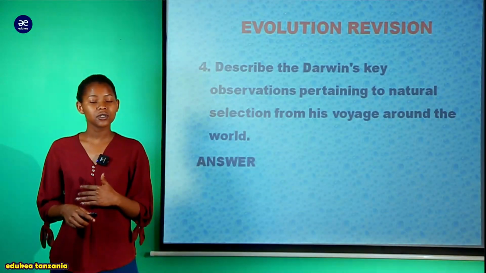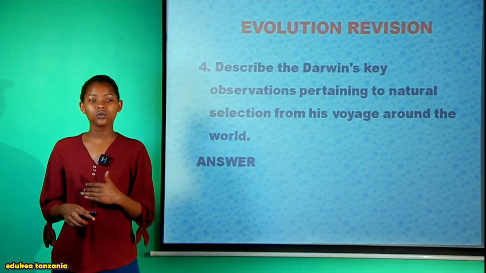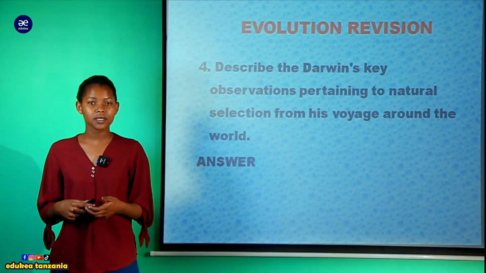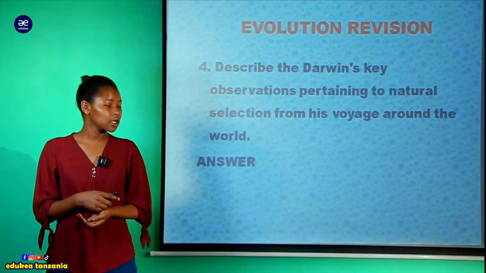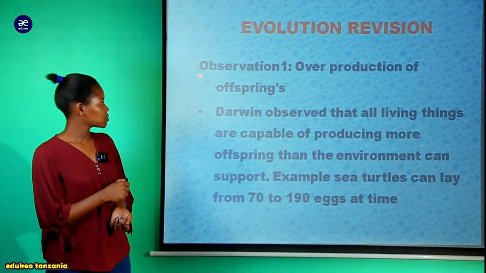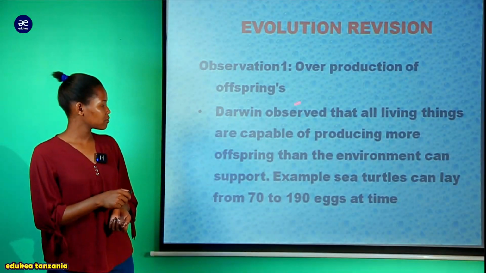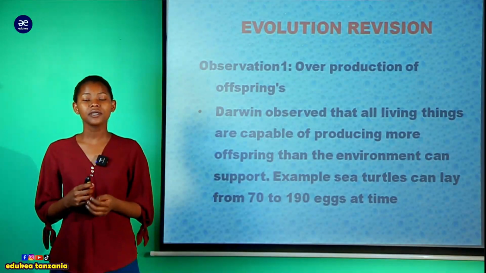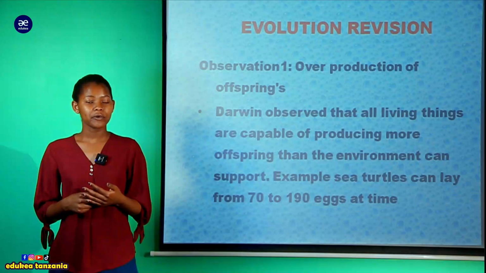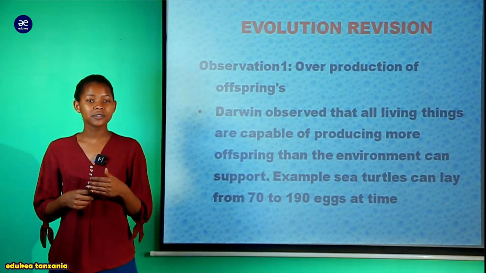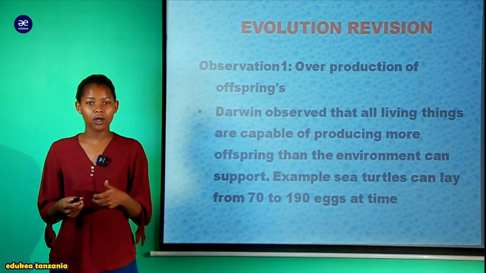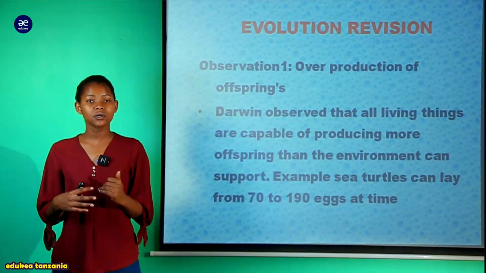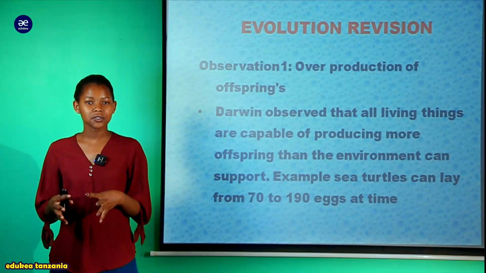And now, before tujaenda kujibu swali letu, inabidi tujue Darwin alituletea observations ngapi. As we can remember, alikuwa na observations 4. As you can see here, observation number 1 ilikuwa ni overproduction of offsprings. My dear student, the first thing ambacho Darwin alikiobserve is the overproduction of the offspring. Aliobserve uzalishwaji mkubwa wa offsprings, ambako hapa tukirejea katika notes au kitabu cha TAI tutaona kwamba aliangalia water turtles.